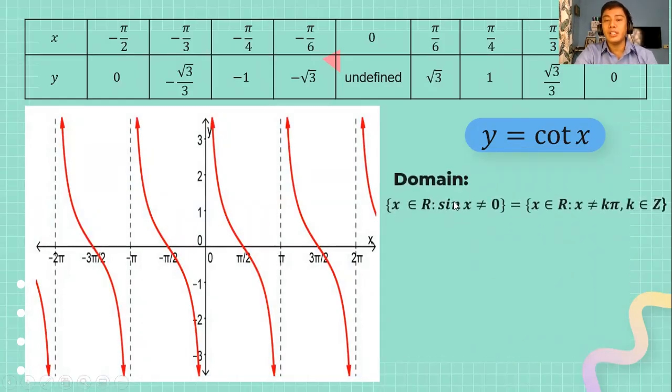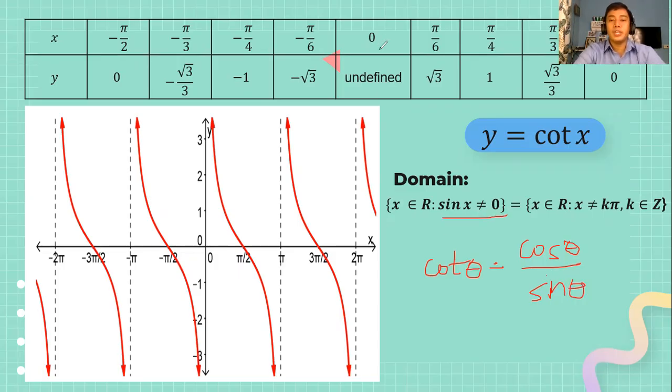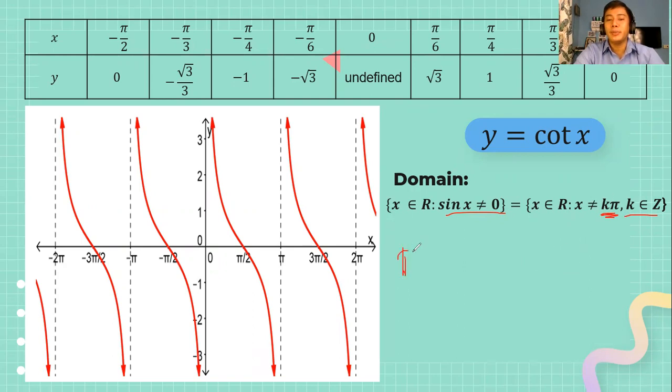The domain is, since the cotangent function is equal to the cosine function over the sine function, it is restricted on sine x. Sine x should not be equal to 0 because that will be undefined in the denominator. And then we follow the periodic repetitions where k should be an integer. So we have k pi, it could be pi, 2 pi, 3 pi, or 4 pi, for as long as it is an integer.